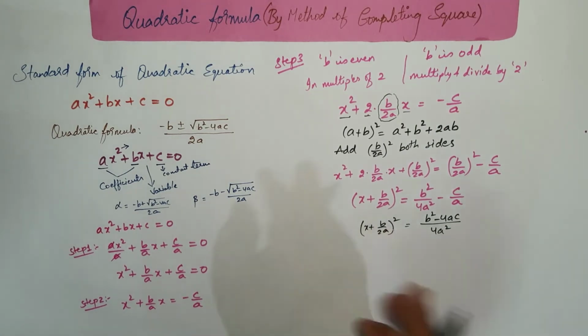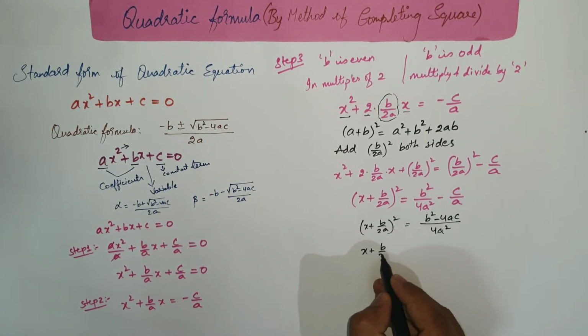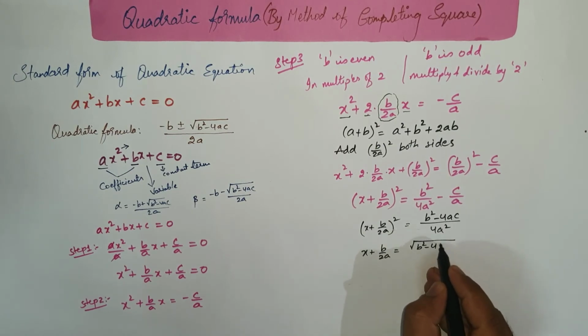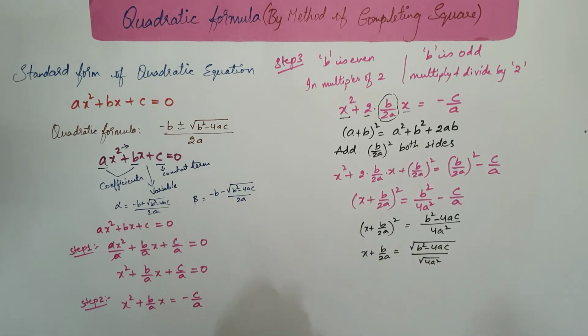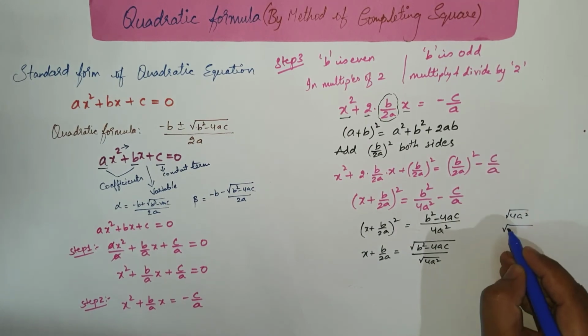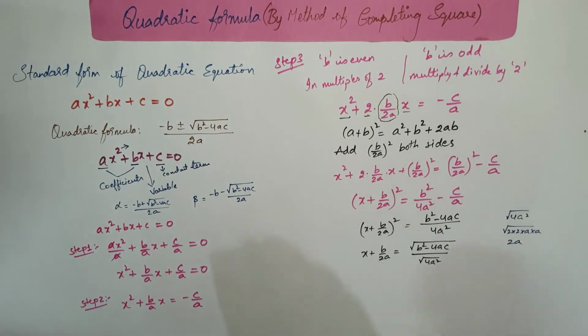Now if we send the square to the opposite side, that will be root. So x plus b by 2a equal to root over b square minus 4ac by root 4a square. If you simplify the root value, root 4a square will be equal to root over 2 into 2 into a into a. So this can be written as 2a.